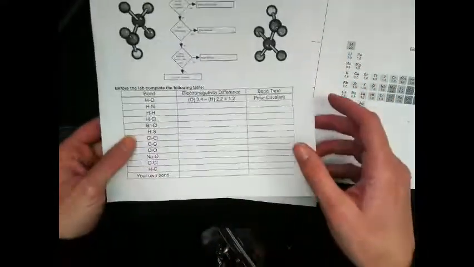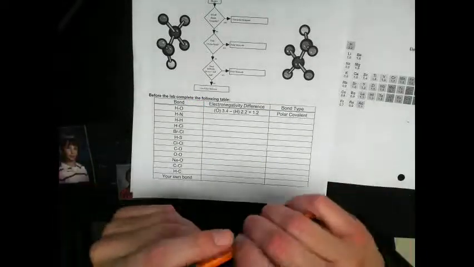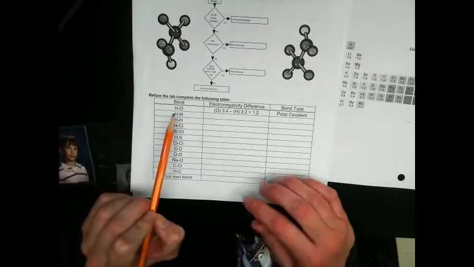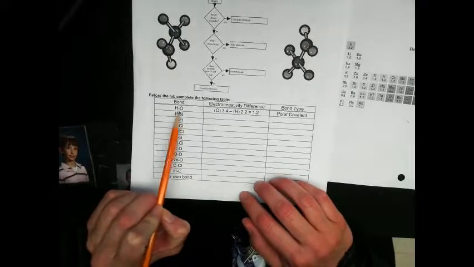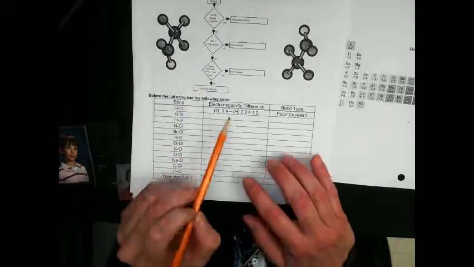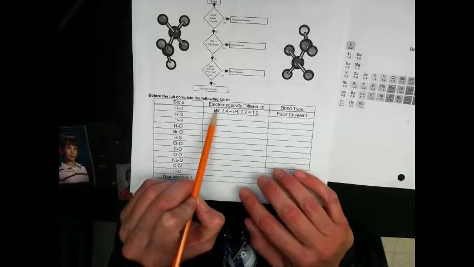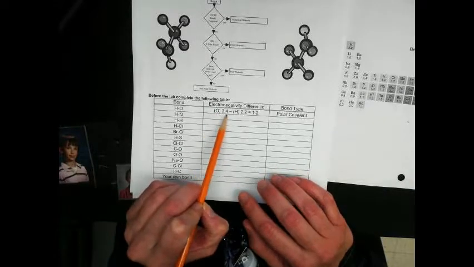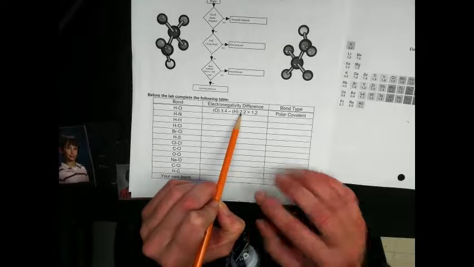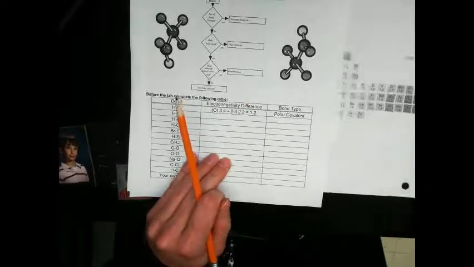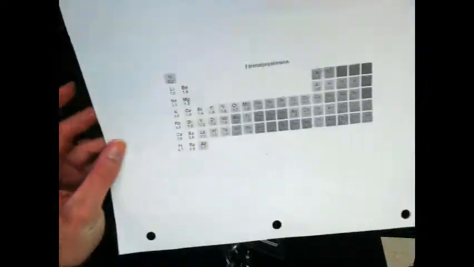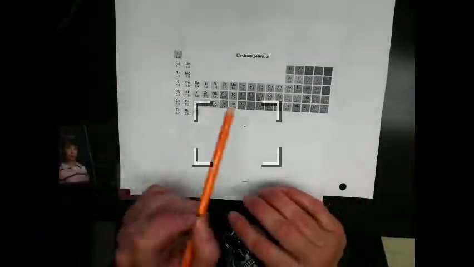So for today's lesson, we're going to look at the Modeling Molecules Lab. The first thing you need to do is to figure out the electronegativity differences because that will help you determine what type of bond you have. So if we look at the example on here, we have an HO bond. If we look at the electronegativity of oxygen, it is a 3.4 and hydrogen is 2.2. And you can find that on the back of your polar, nonpolar covalent bonds worksheet.